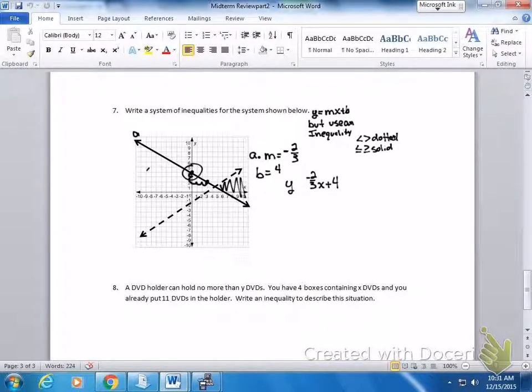Now, if I look at my line, I'm shading above that line, so y has to be bigger, but since it's solid, it also must be equal to.